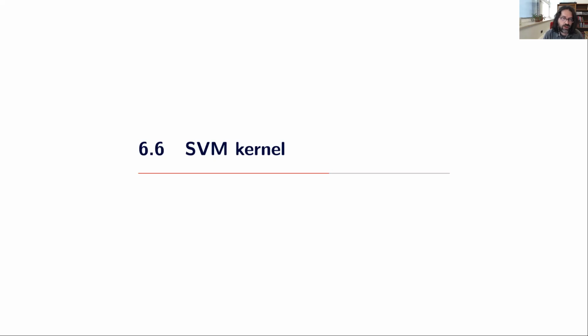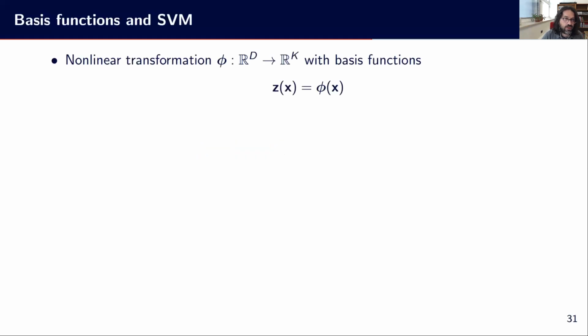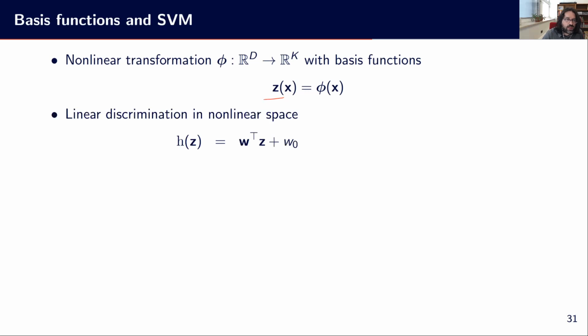Now we will talk about the use of kernels with SVM. So we saw that with basis functions, we can do a mapping from D dimensions to K dimensions using this basis function. That new space, we can call Z. Z is the result of the application of phi.